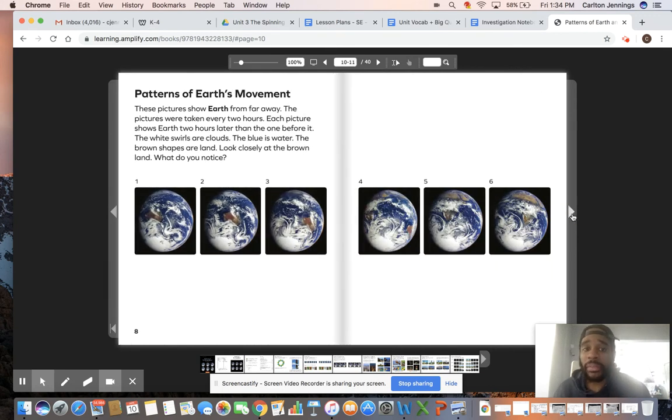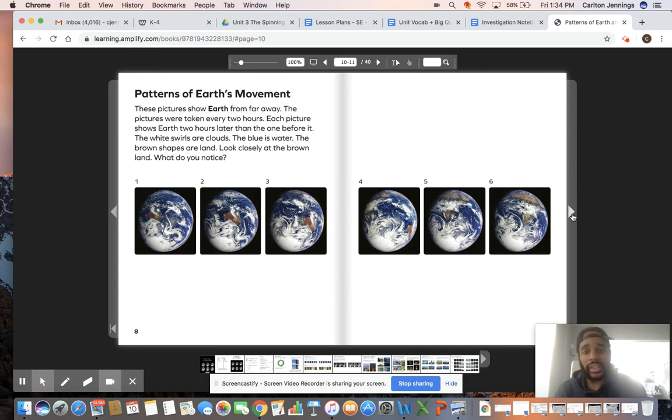Patterns of Earth's movement. These pictures show Earth from far away. The pictures were taken over 2 hours. Each picture shows Earth 2 hours later than the one before it. The white swirls are clouds. The blue is water. The brown shapes are land. Look closely at the brown land.